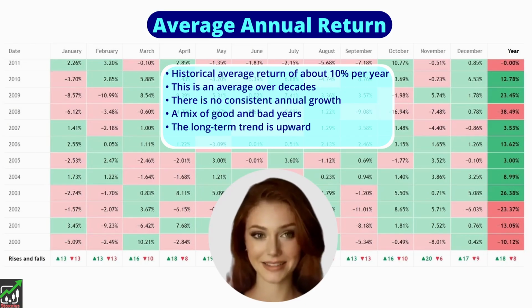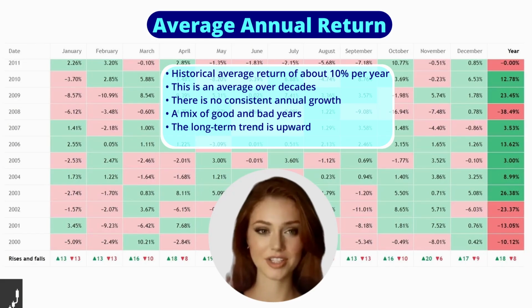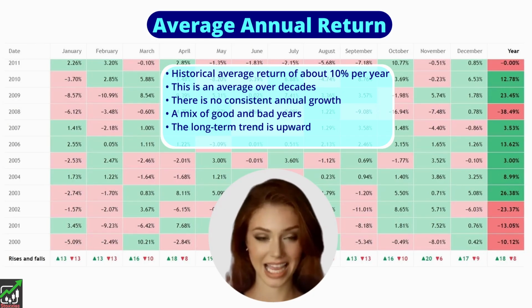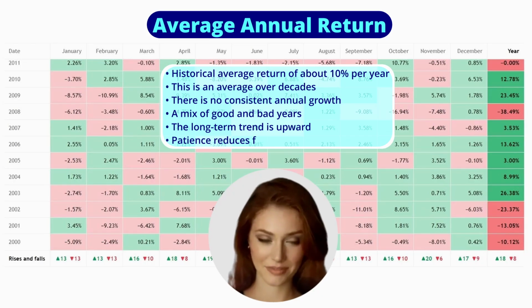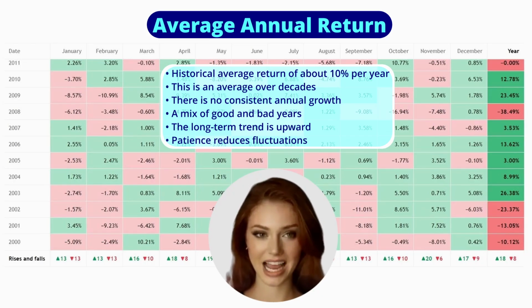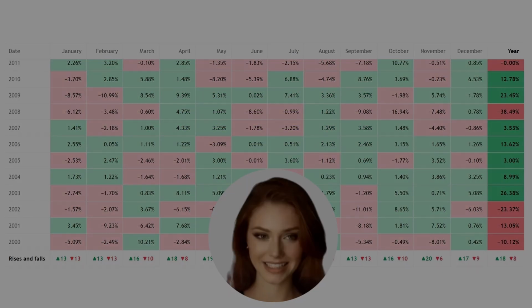This is why the S&P 500 is considered a long-term investment. The longer you stay invested, the more the fluctuations smooth out and the closer you get to the average historical return. Simply put, the average annual return of the S&P 500 shows us what the index has done in the past over time. It is not a promise for the future, but it helps us have realistic expectations and understand why patience plays such an important role in investing.